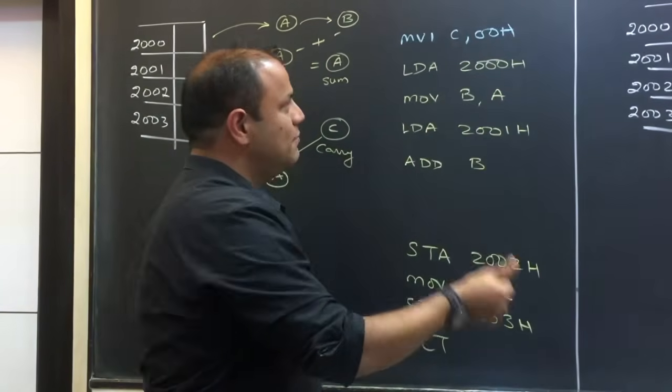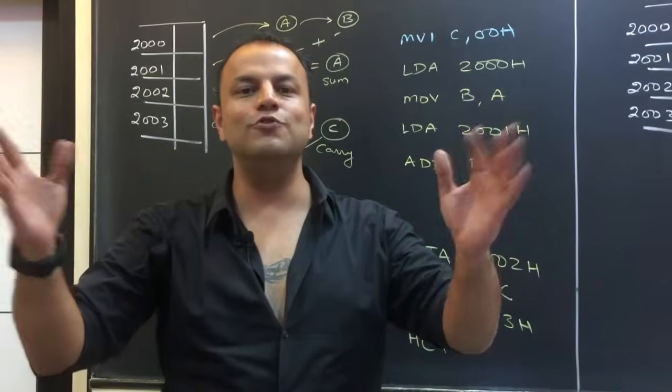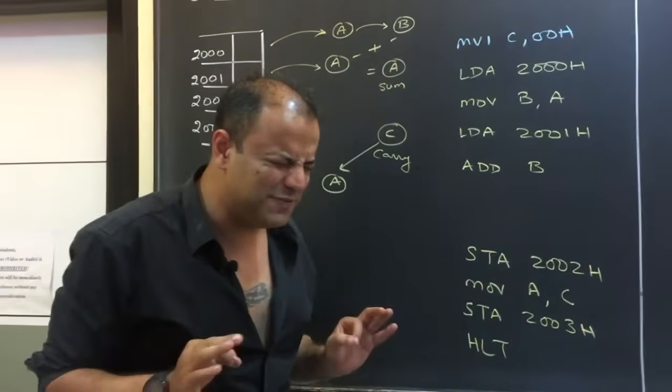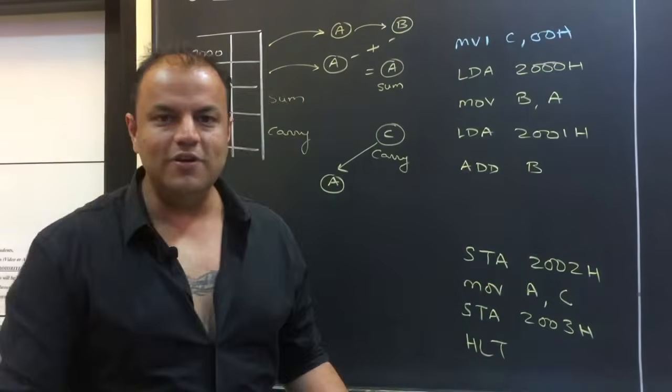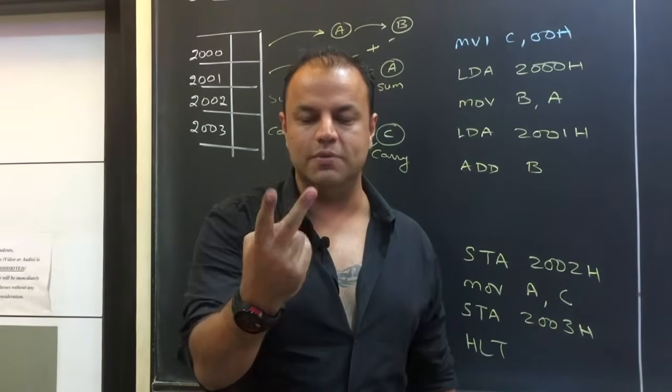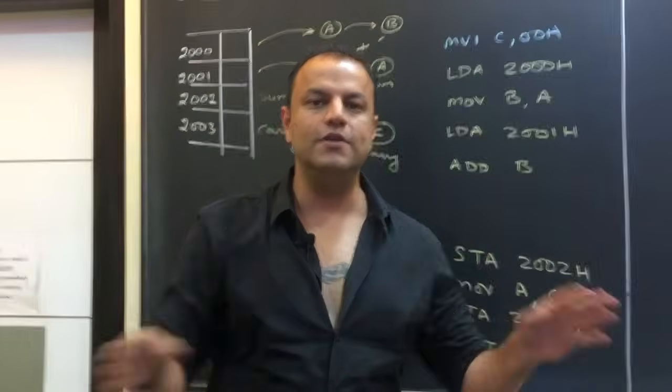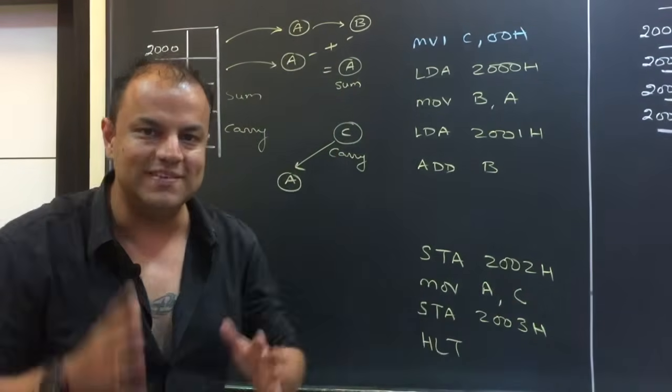MVI C, 00. I have started my program by assuming that there is no carry. What does this mean? If there is, after this addition, if there is no carry, my program is already working without doing anything. There were only two possibilities. There could be either a carry or no carry. I have assumed no carry. So, if there is no carry, I have to do nothing. Please tell me, did you understand?